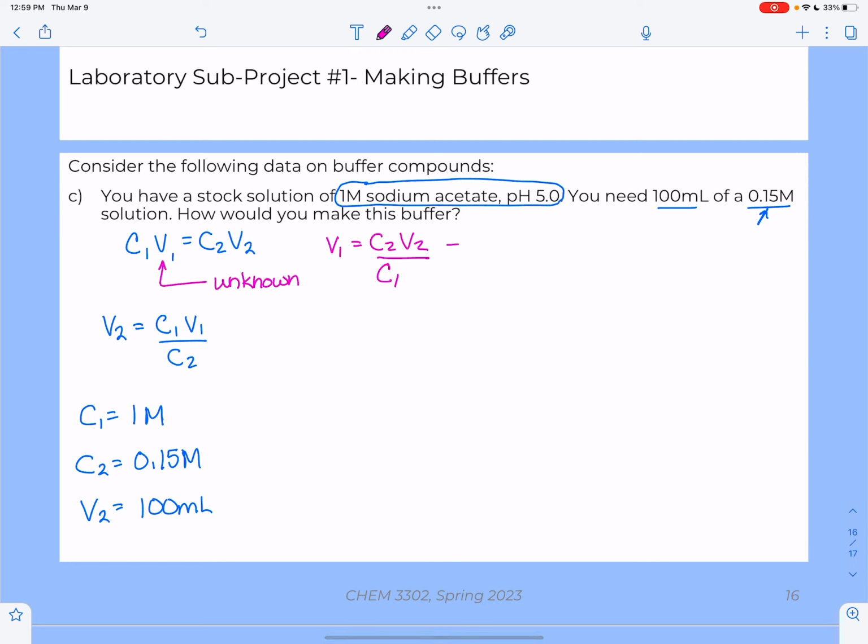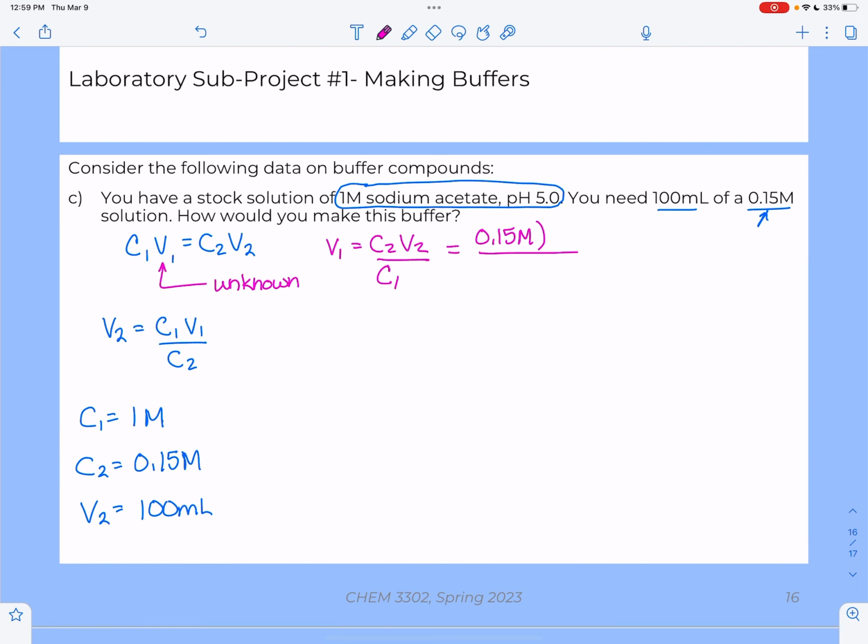Okay, so let's plug in our numbers. We have C2. C2 is 0.15 molar. V2, 100 milliliters. And then C1 is our 1 molar stock. Okay? So we don't even need a calculator to do this. The math here, we're dividing by 1. The molar concentrations cancel out. We're multiplying by 100, so we're just going to move the decimal point 2 over. So that comes out to be 15. The units are going to be milliliters because the molars cancel.